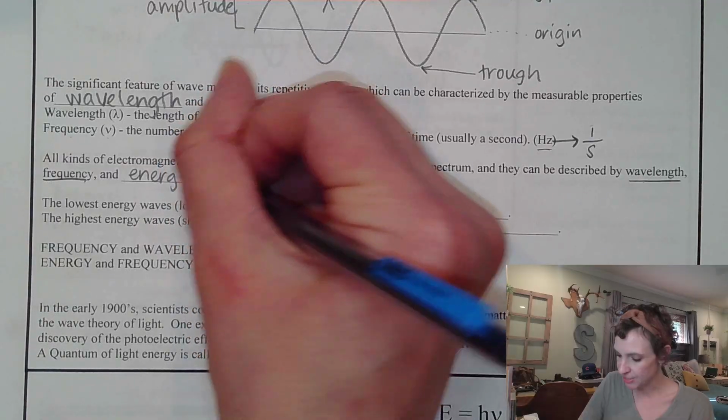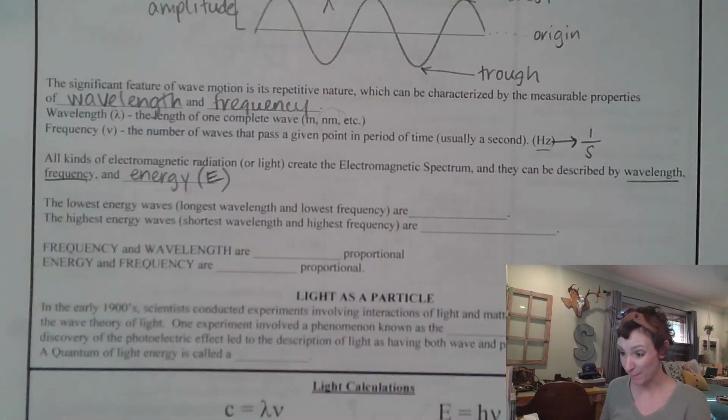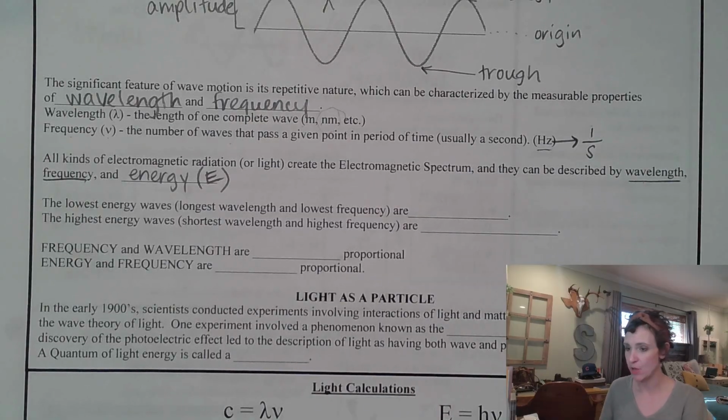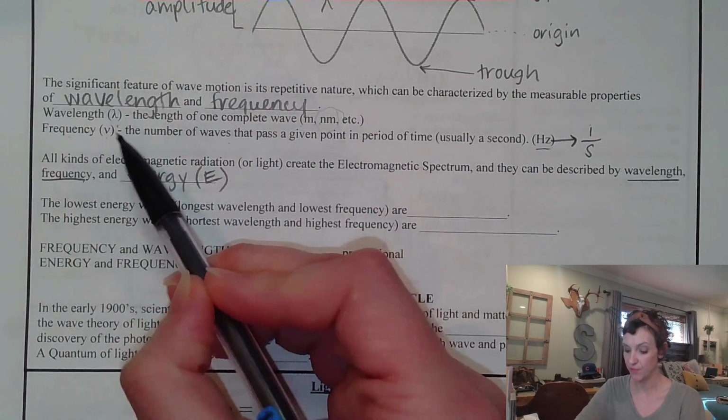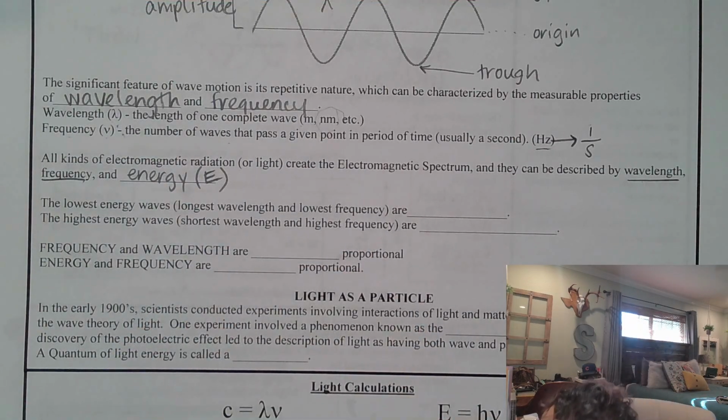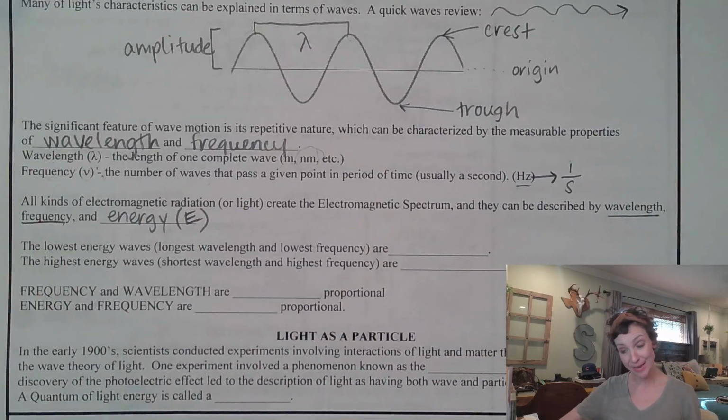And the symbol for energy is not a freaky one. It is a capital E. So we are dealing with wavelength, we are dealing with frequency, and we are dealing with energy. So what I want you guys to do now is flip back to your electromagnetic spectrum.